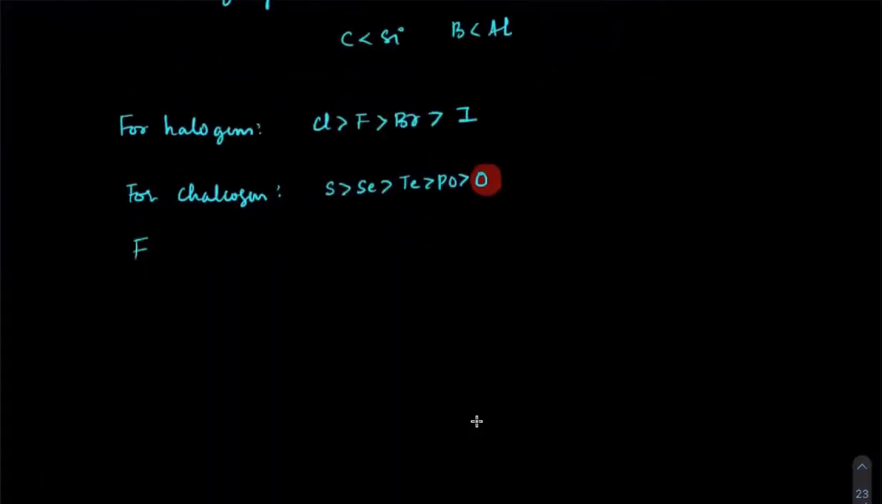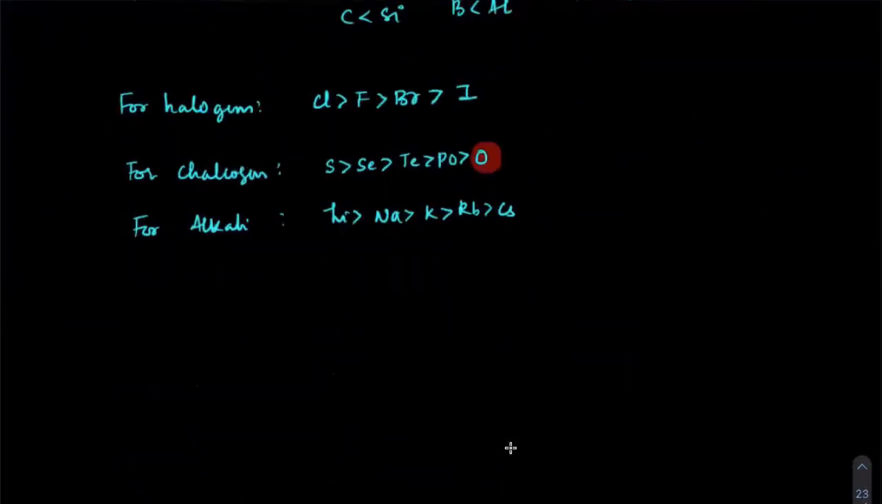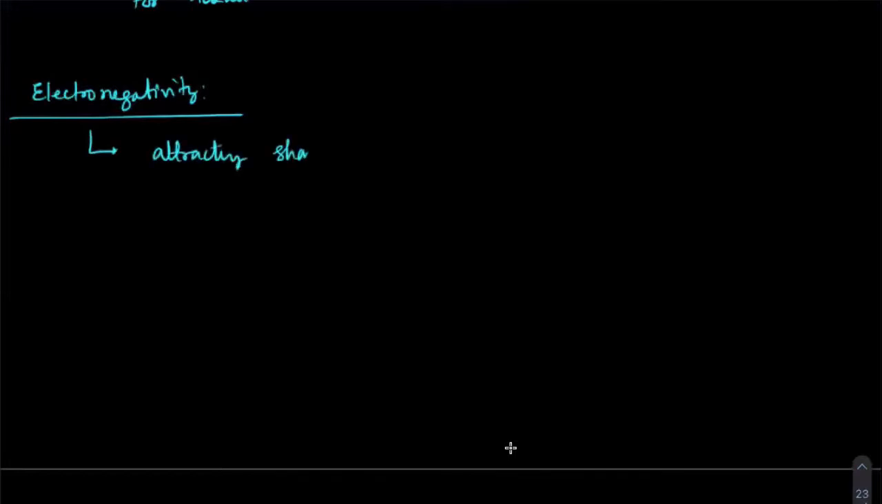For alkali metals, lithium is greater than sodium, greater than potassium, greater than rubidium, greater than cesium, which is a regular order. So this is how they are dependent on each other. I guess you understood this better, right? Yes, sir. Okay. So this is about electron gain enthalpy. The next important factor is electronegativity. Now, when it comes to electronegativity, it is about attracting a shared pair of electrons.